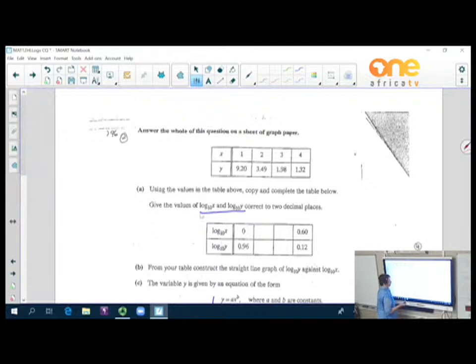So all that I do now is to say log 1 and then you get 0. And then you press your calculator, log 2. They also say 2 decimal places, so I got 0.30. Log 3 is 0.48. Log 3.49 is 0.54. I just log those values. Log 1.98 is 0.3. And then they ask you to construct the graph.